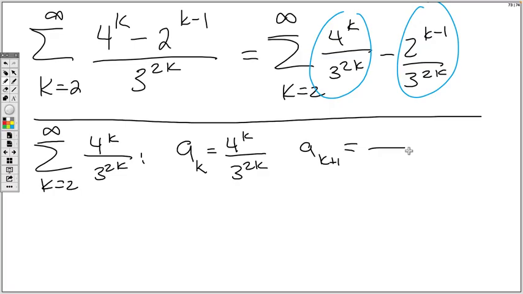So on the first series, the terms are 4 to the k over 3 to the 2k. So what would be an expression for a sub k plus 1? It would be 4 to the what? K plus 1 over 3 to the what? 2k plus 2. Good. So if I go to calculate r, a sub k plus 1 times 1 over a sub k.